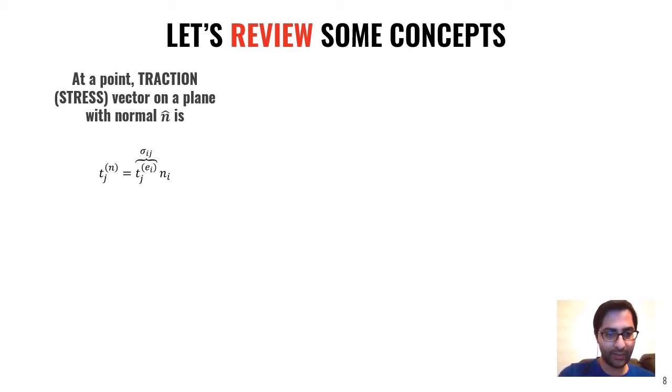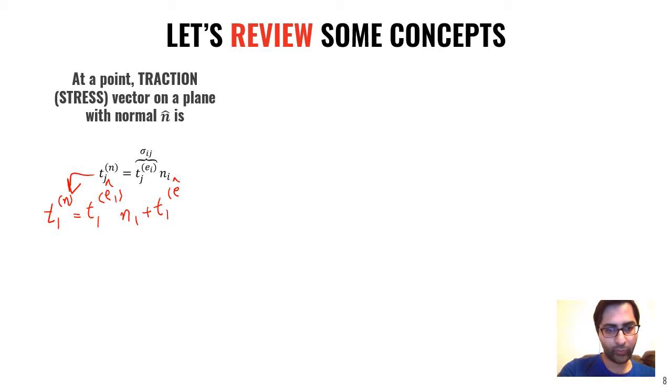Let me expand it and you see better. So for example, for the first element of the traction vector, we can write the first element of the traction vector on the plane with normal E1, times n1, plus, again the first element, T1 of the traction vector for the plane normal to E2, times n2, and then T1 of E3, times n3.